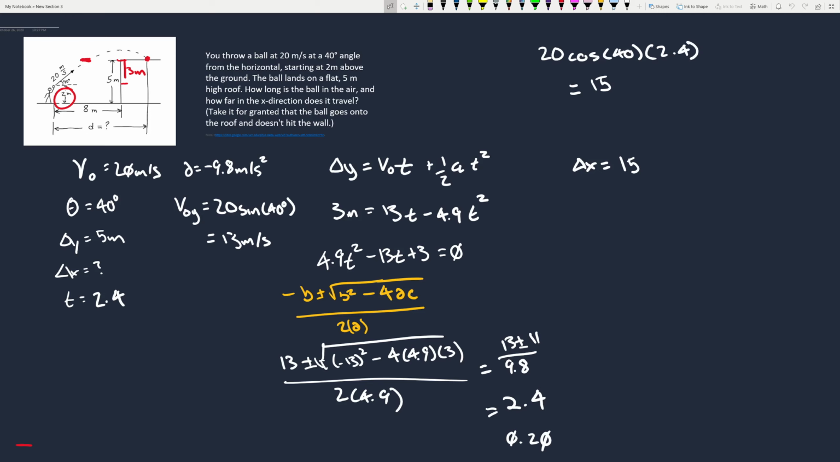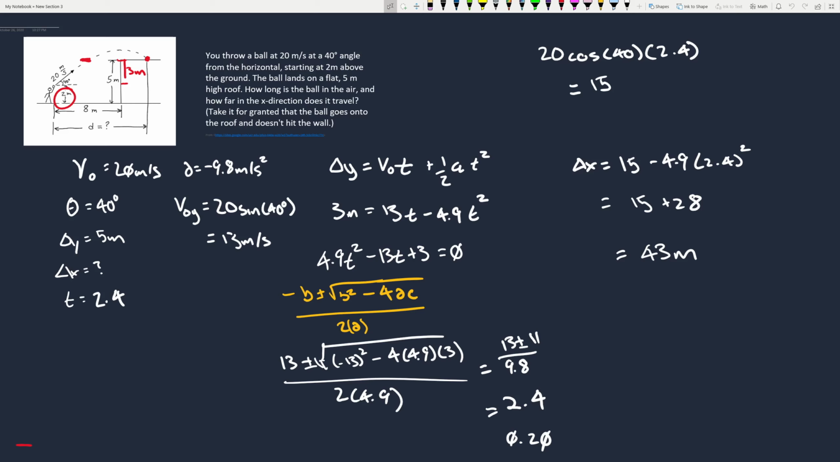Add that right there. And then plus, minus 4.9 times 2.4 squared. Simplify this, just 15 plus 28. And so we get that total distance traveled in the x direction is going to be 43 meters.